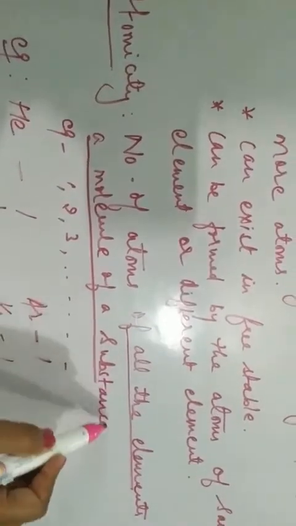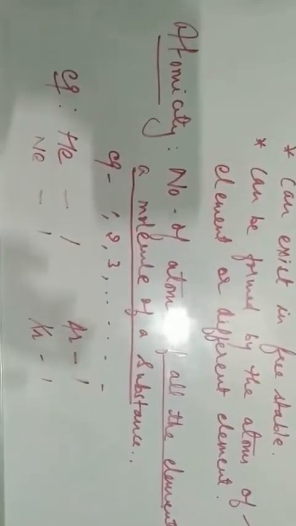Right. For example, the molecules of noble gases contain only one atom. For example, we have helium, its atomicity is 1. Neon, its atomicity is 1. Argon, 1. And krypton, 1. Okay, so first of all, we see that the number of atoms of all the elements that is present in a molecule of a substance is known as its atomicity.